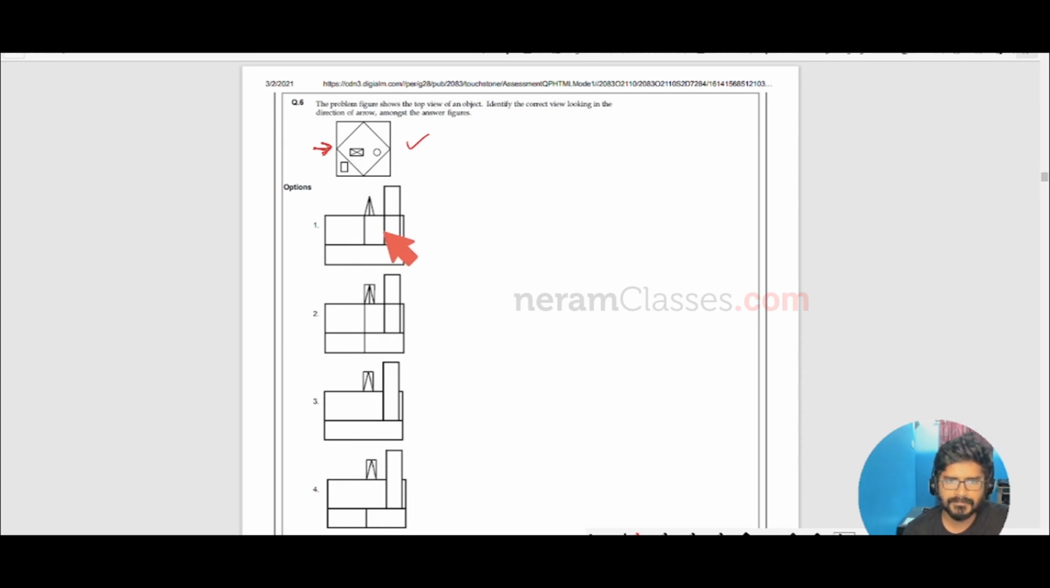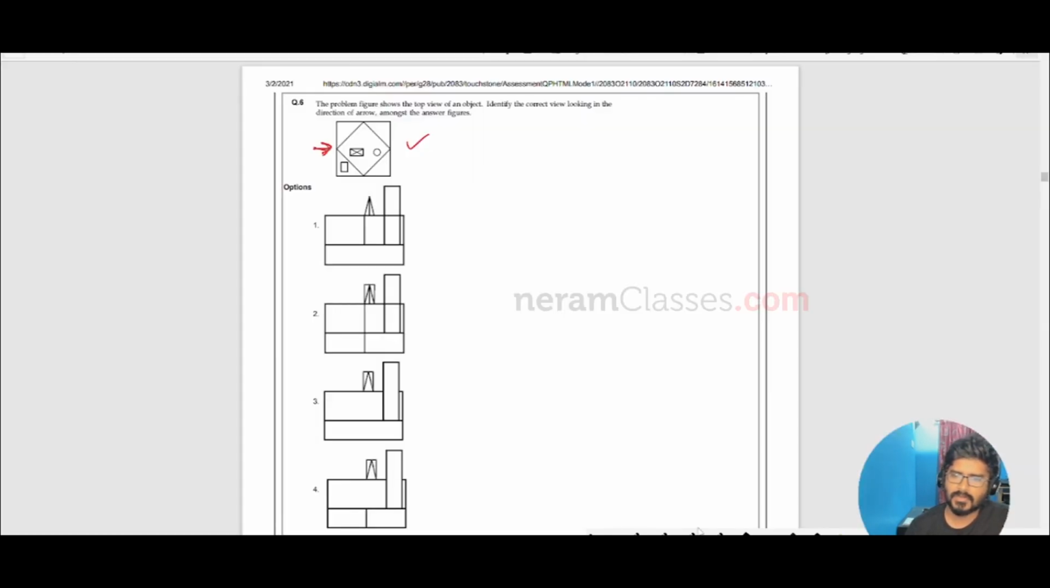So here, if you see, we need to compare with the options. So this option is a wrong option because this particular shape has to be a pyramid. If it's seen like this here, then it has to be a pyramid. So this is the wrong option, option 2.